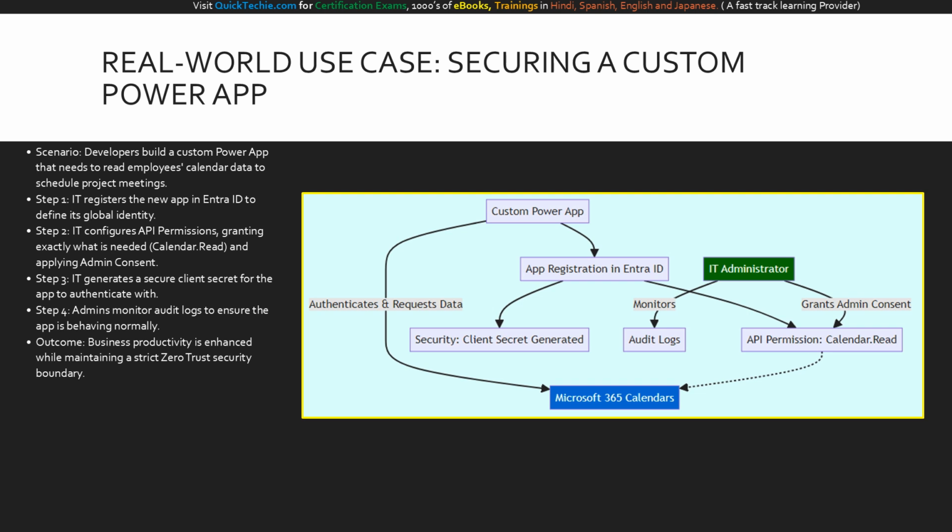The custom Power App connects to its app registration in Entra ID. The registration is configured with a specific API permission, Calendar.Read, and secured with a generated client secret. Notice the IT administrator's role. They explicitly grant the admin consent for the permission, and they continuously monitor the audit logs. Because this secure foundation is laid, the custom Power App can successfully and safely request data from Microsoft 365 calendars. This represents a perfect synergy between developer innovation and rigorous IT security.